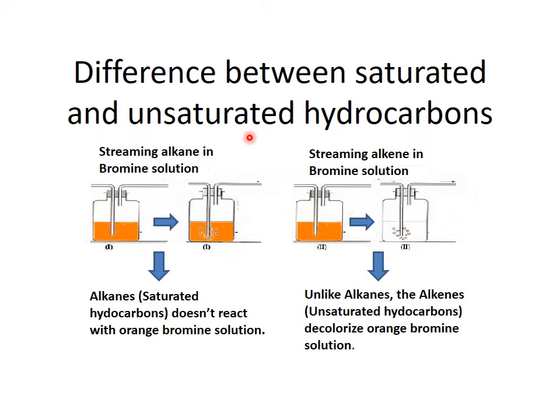Here, to differentiate between saturated and unsaturated hydrocarbons, you can use the bromine test. By streaming an alkane in a bromine solution, the color of the bromine solution remains the same, which means it remains orange. No change in the color, since alkanes are saturated hydrocarbons and do not react with orange bromine solution. While in the case of alkenes, unsaturated hydrocarbons, a decolorization of the bromine solution takes place. We will observe the formation of a colorless solution. It changed from orange into colorless, which indicates the presence of unsaturated hydrocarbons.